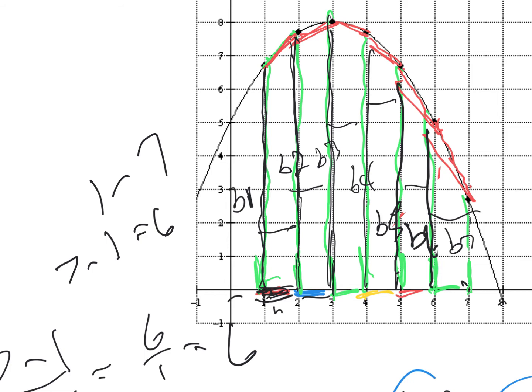So you have one B1, you have one of the B6s. Where do I get those B's from? Where they touch the function. f of this number 1 is that base. This one is f of 2. This one is f of 3. It's the functional value when x is 1, 2, 3. It's the functional value. This one is f of 4, f of 5, f of 6, f of 7.